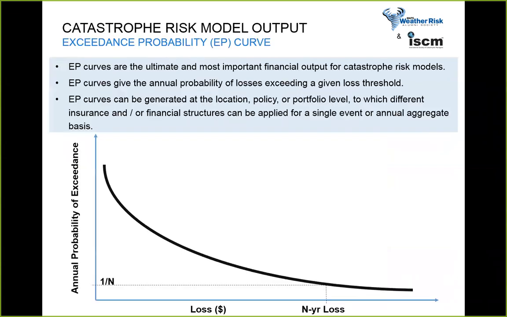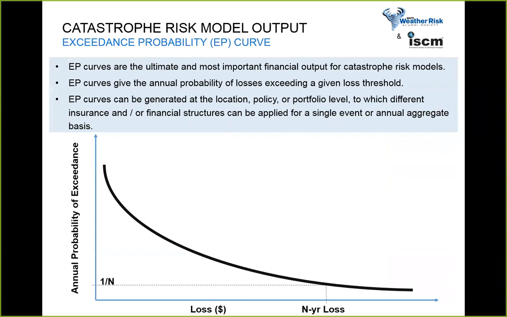Now you can plot this, and what we get is what we call the exceedance probability curve. This is the ultimate and most important financial output for these catastrophe risk models. They tell you the annual probability, or chance, of losses exceeding a given threshold. So even though on the previous slide I talked at the portfolio level, they can be generated at the location or policy level as well, and can be applied to either single events or on an aggregate basis.